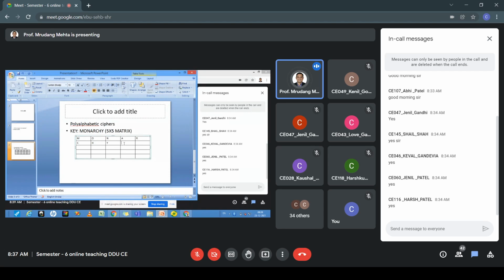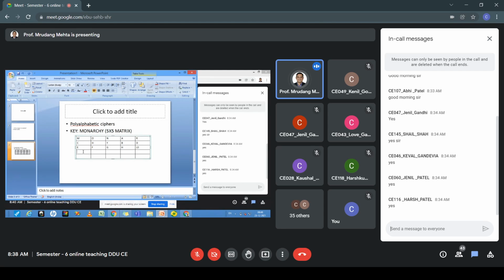So the remaining fields should be filled. A is already there in monarchy, so the next letter is B. Then C. C is already there, so we will not fill C. D. D is not there in monarchy. Then E, then F, then G, then H, then I, then J. Now I and J, any one of them can be taken.